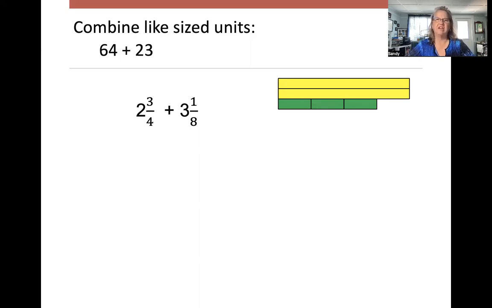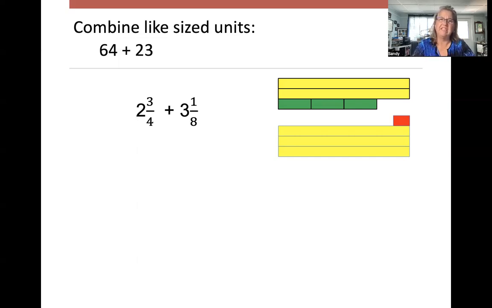And so you can see I've got 2 wholes and 3 1/4 pieces, and I'm combining it with 3 wholes and a 1/8 piece. So seeing this visual model, I know I combine wholes with wholes and parts with parts. But right now, I can't combine that 1/8 piece with the 3 1/4 pieces because they have to be the same size.